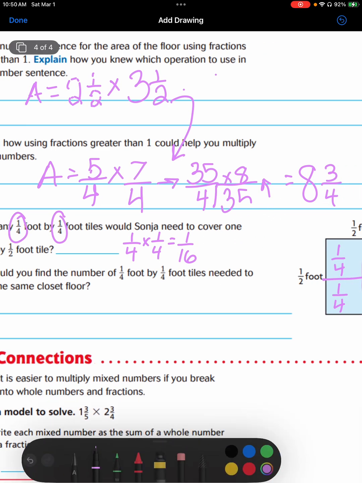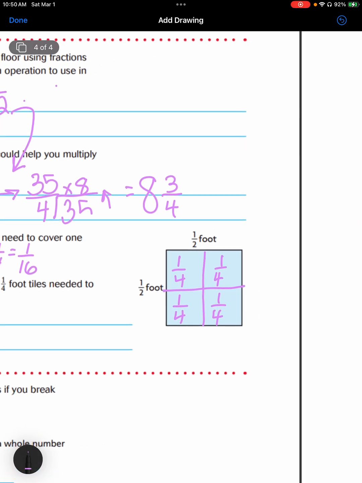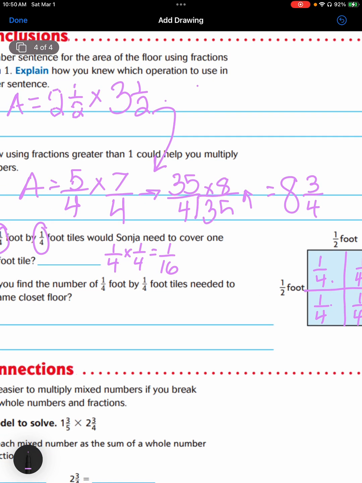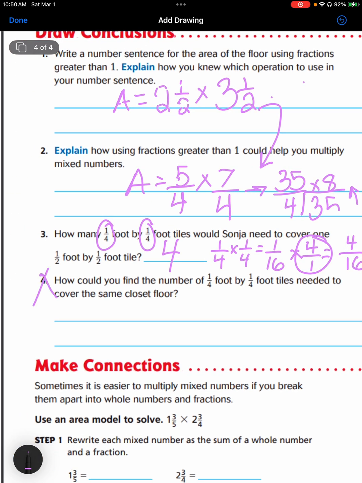We would have to multiply by 4 because if we look at our diagram here, we have 1, 2, 3, 4 pieces. So you could times this by 4, or 4 over 1, and you get 4 over 16, which also equals 1/4. So that means that we have to multiply by 4 here. So our answer is going to be 4. Number 4 we are not doing, so you can cross that one out.